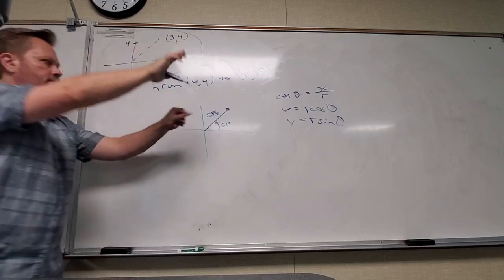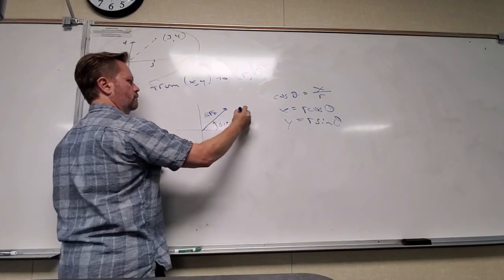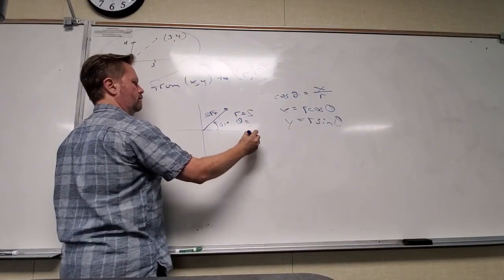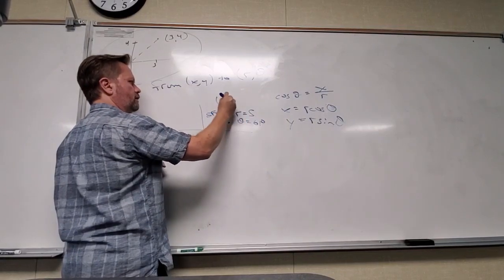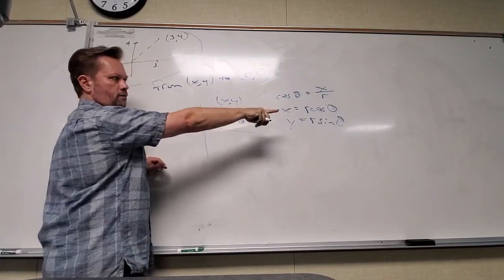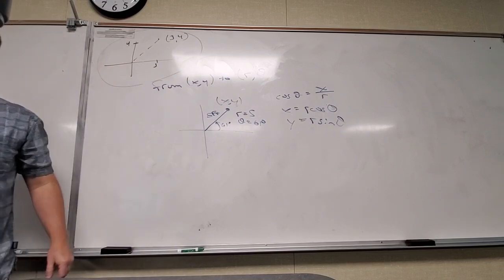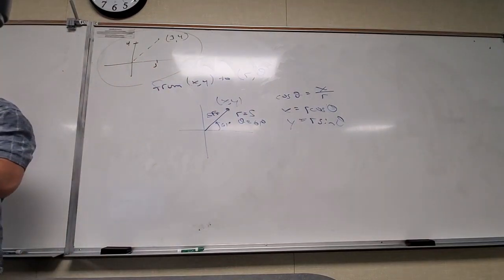It would be. Well, what did I tell you? What's r? 5. And what's theta? 61. All right, so to figure this out in rectangular coordinates, I just plug and chug, right? It would be 5, 61. Wait, so when you plug in, you use both equations, x and y?